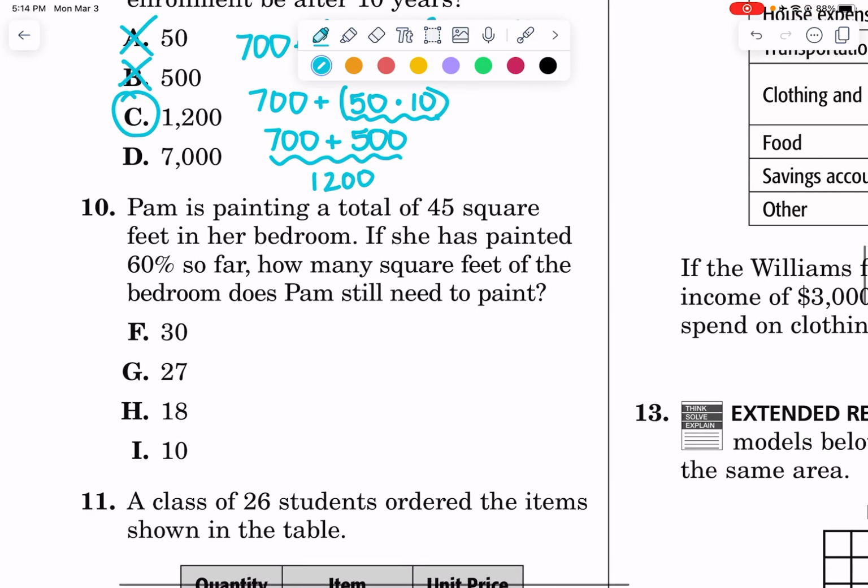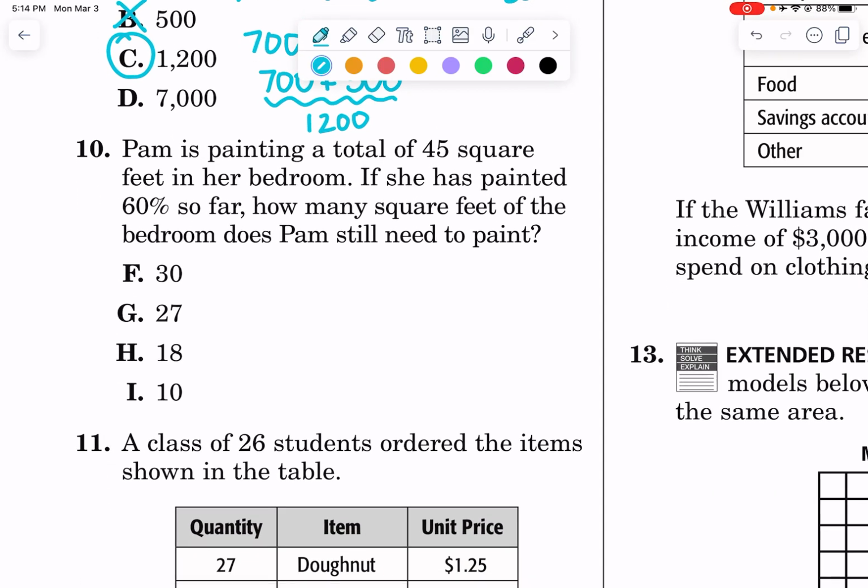Number 10, Pam is painting a total of 45 square feet in her bedroom. If she has painted 60% so far, how many square feet of the bedroom does Pam still need to paint? Okay, so we have percent over 100. This is going to be a percent proportion problem. Equals part over whole. Okay, so I have a percent. It gave us 60%.